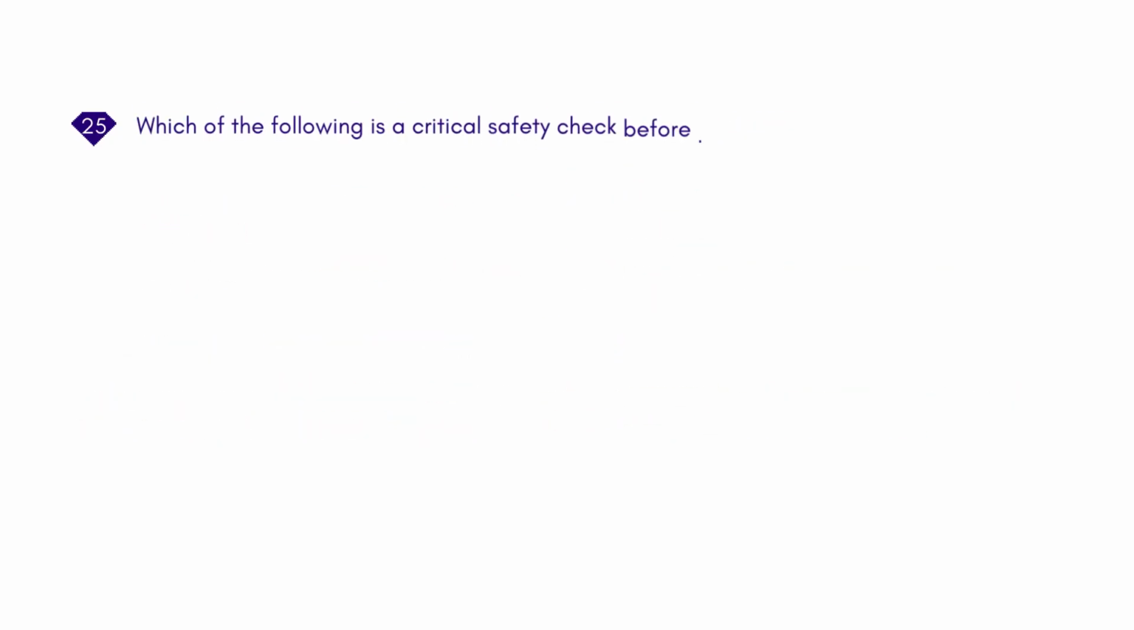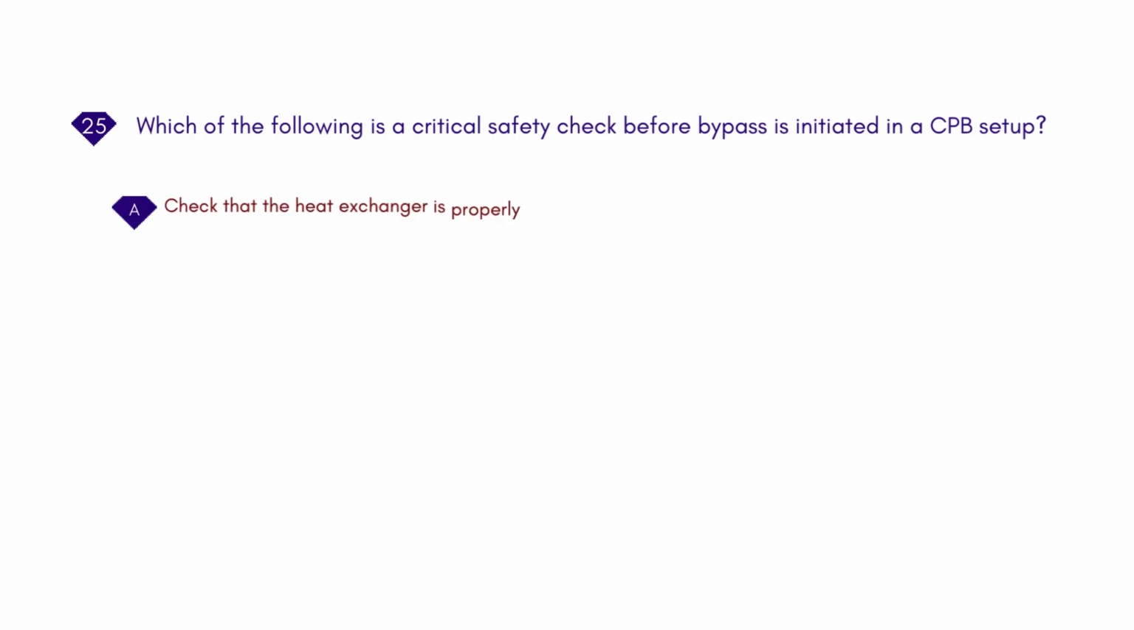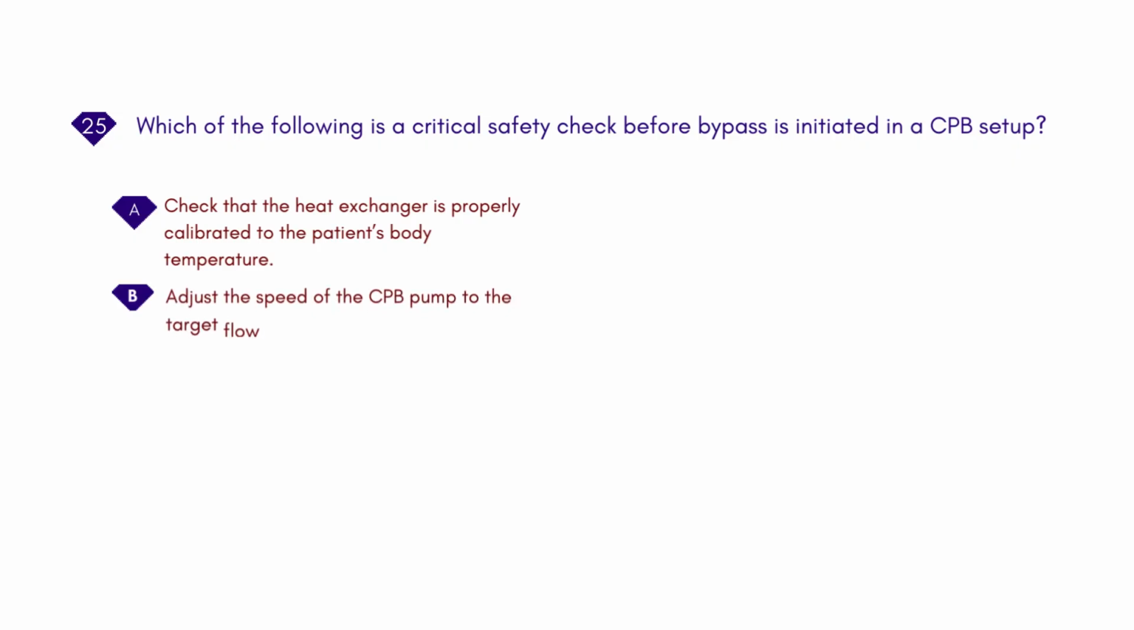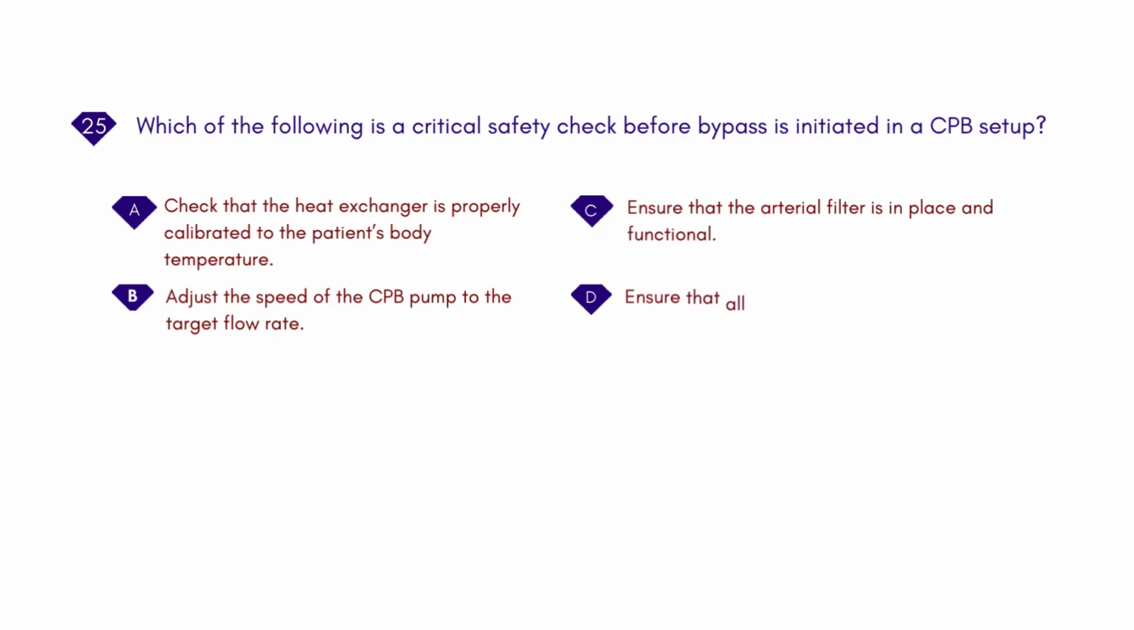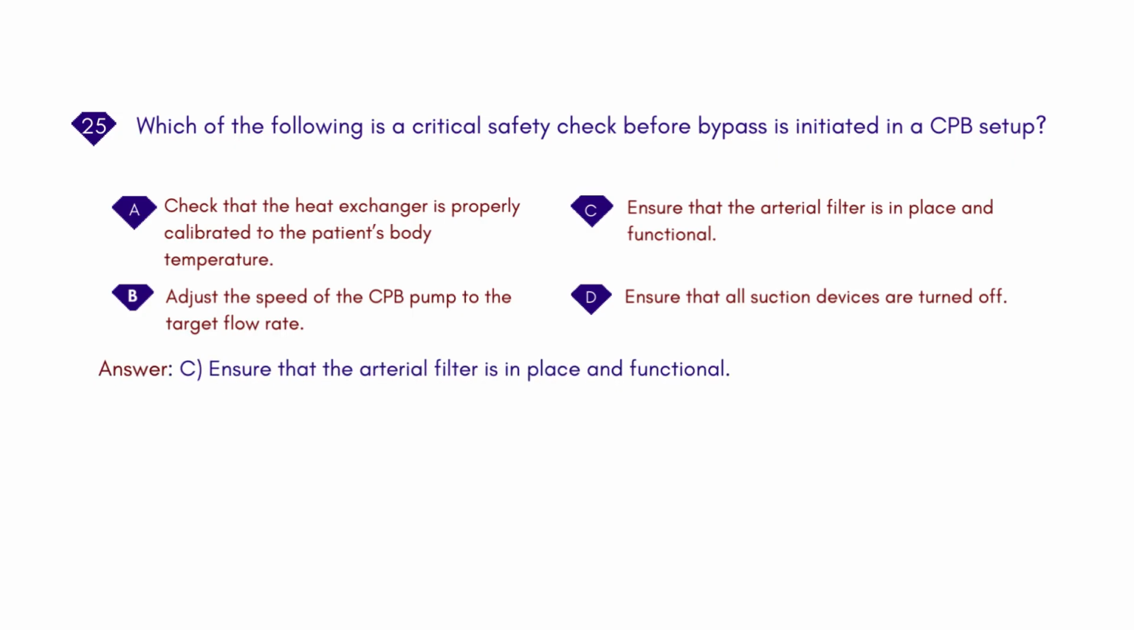Which of the following is a critical safety check before bypass is initiated in a CPB setup? A. Check that the heat exchanger is properly calibrated to the patient's body temperature. B. Adjust the speed of the CPB pump to the target flow rate. C. Ensure that the arterial filter is in place and functional. D. Ensure that all suction devices are turned off. Answer: C. Ensure that the arterial filter is in place and functional.